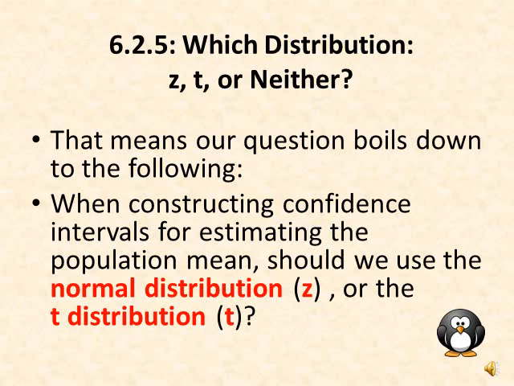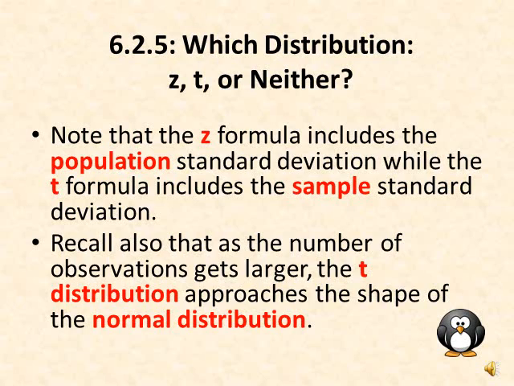That means our question boils down to the following: when constructing confidence intervals for estimating the population mean, should we use the normal distribution, Z, or the t-distribution, T? Note that the Z formula includes the population standard deviation, while the T formula includes the sample standard deviation. Recall also that as the number of observations gets larger, the T distribution approaches the shape of the normal distribution.